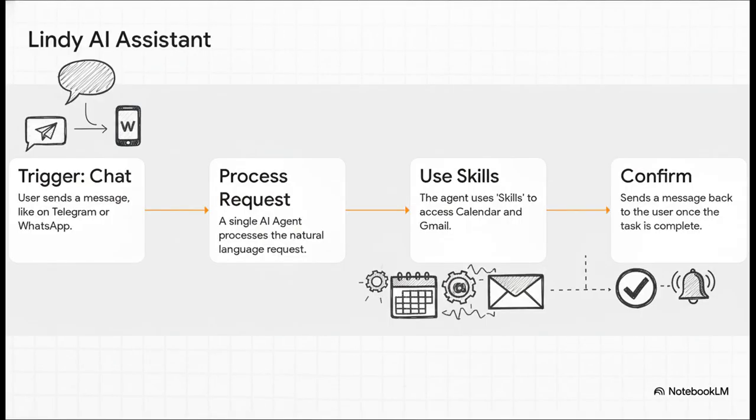So the source shows this being built in Lindy, and the approach is really interesting. You basically create a single AI agent, and then you just give it a bunch of different skills. So you could give it a calendar skill to create events and a Gmail skill to draft emails. And the amazing part is it can use all of them based on just one single chat message.